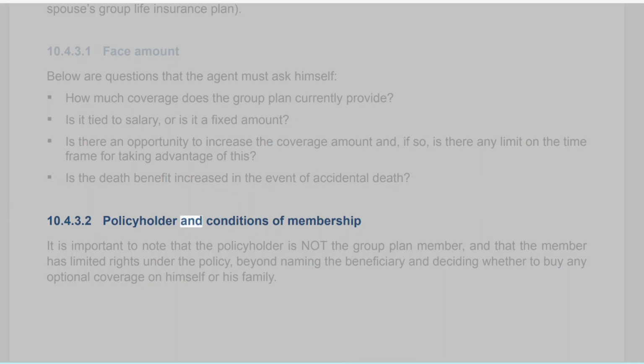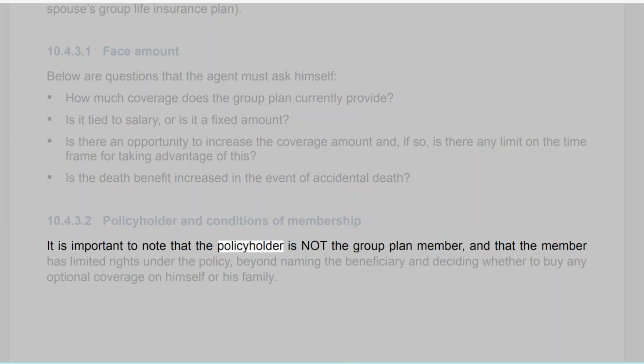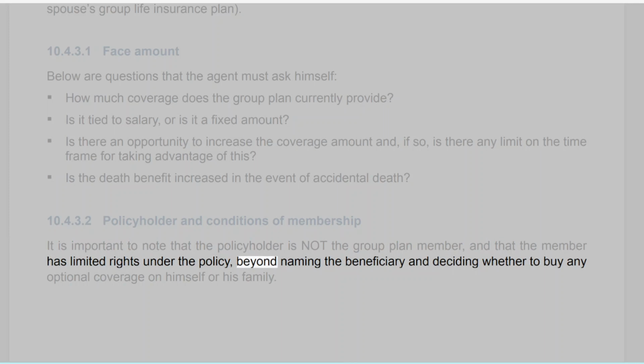10.4.3.2 Policyholder and conditions of membership. It is important to note that the policyholder is not the group plan member, and that the member has limited rights under the policy, beyond naming the beneficiary and deciding whether to buy any optional coverage on himself or his family.